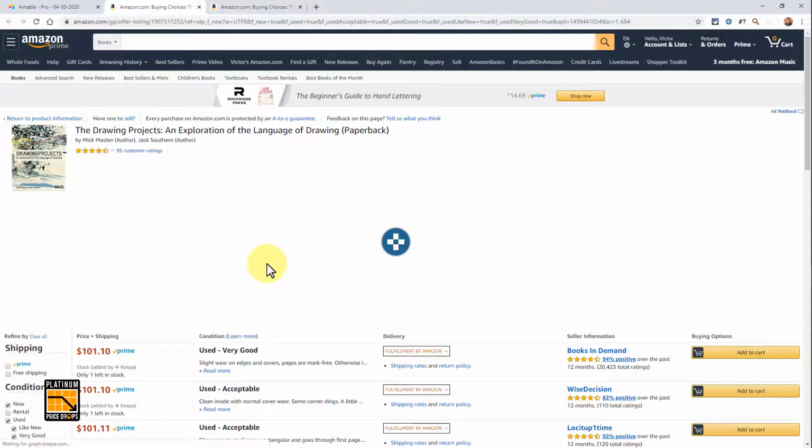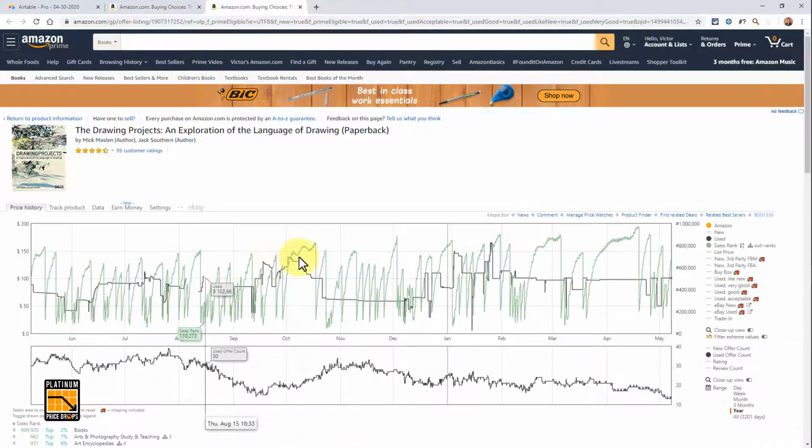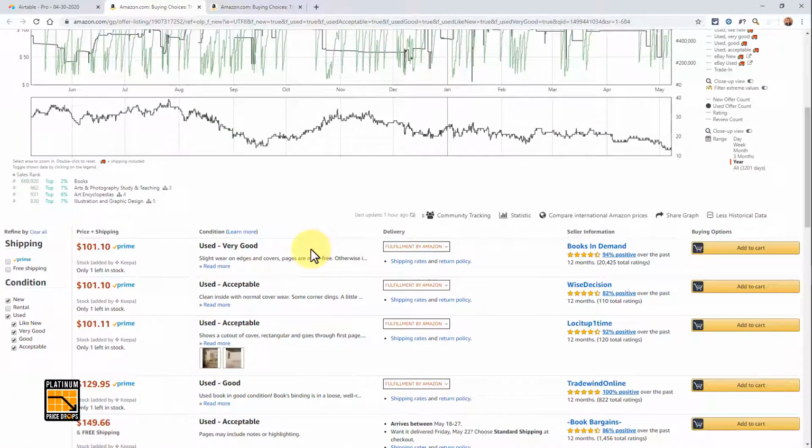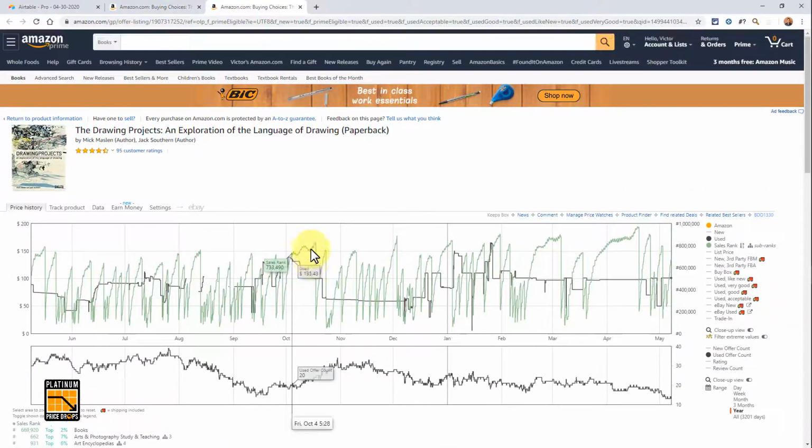Oh, this is an expensive book. Wow, how is that possible? The $100 Prime is the lowest price book. What is this book about? I don't know. It's amazing what some of these books would go for.